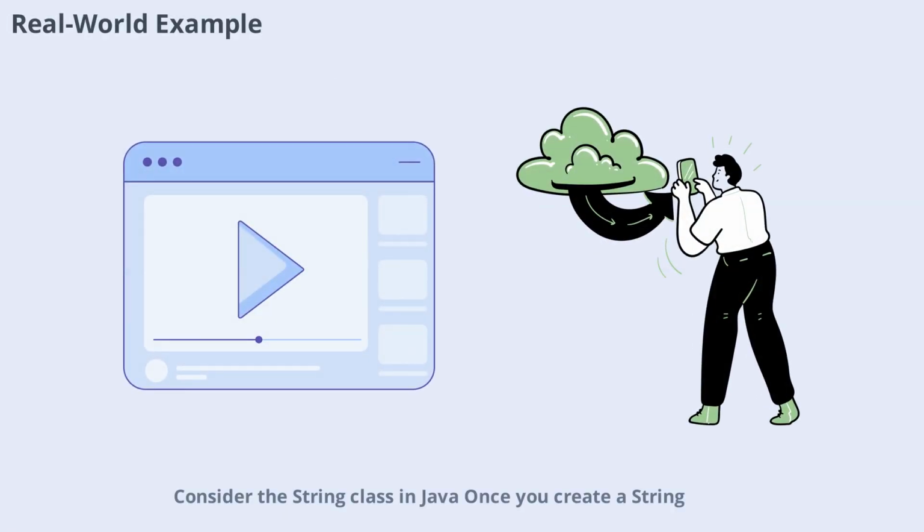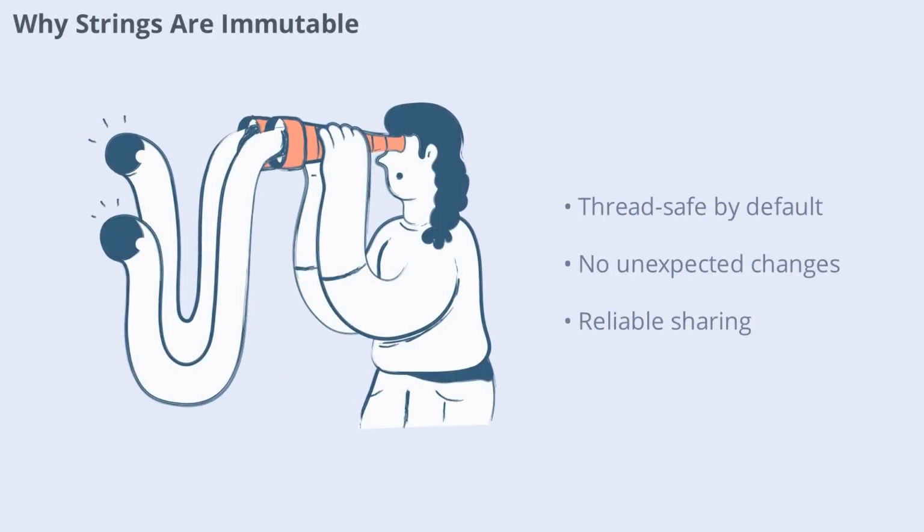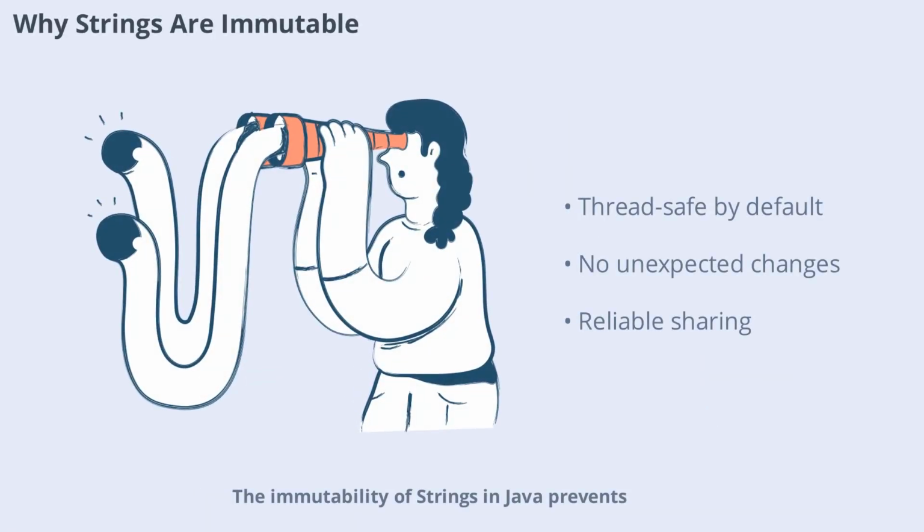Consider the String class in Java. Once you create a string, you can't change its value. Any operation that seems to modify a string actually creates a new string object. This is a classic example of immutability in action, and it's one of the reasons why strings are safe to use in multi-threaded applications. The immutability of strings in Java prevents unexpected changes and makes them thread-safe by default.